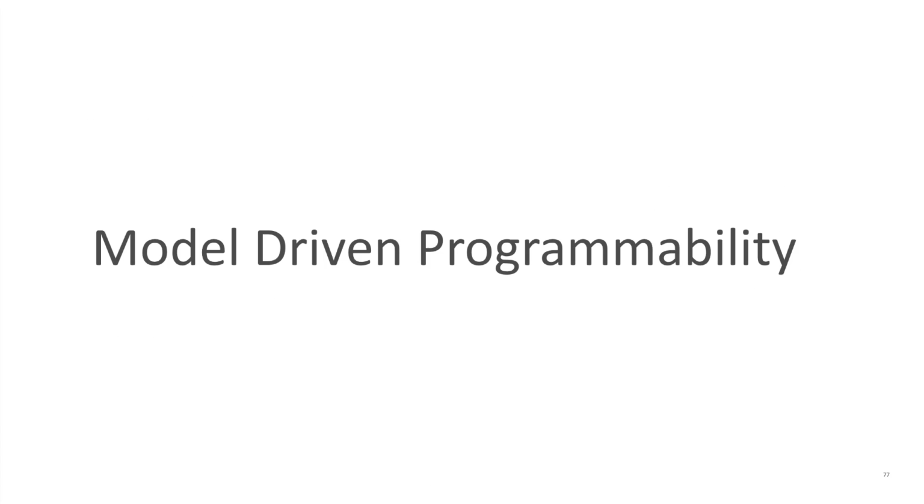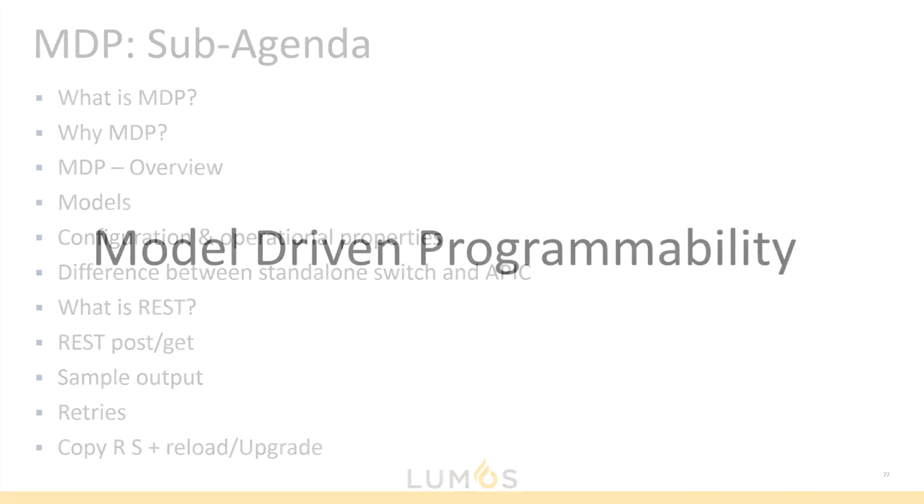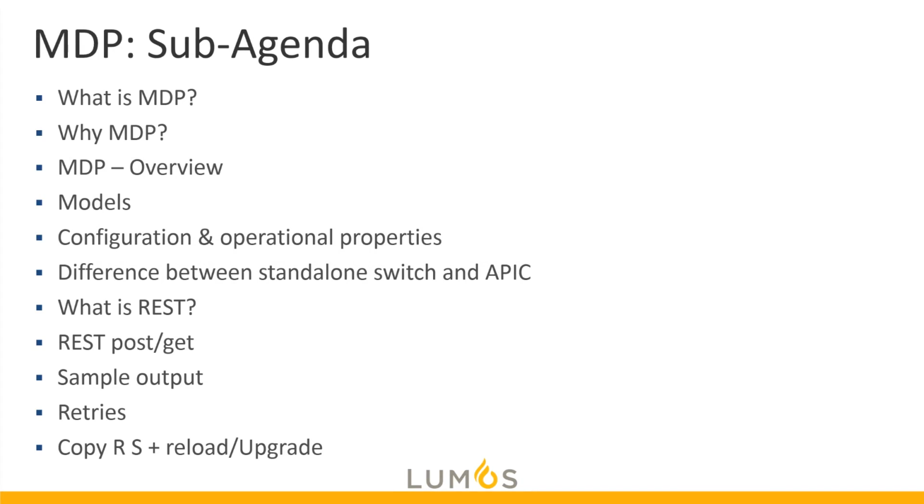So now let's take a look at quite a large section called model-driven programmability. Model-driven programmability, or MDP, is such a large section that it really has its own sub-agenda. First of all, what is MDP? Why MDP? An overview, various models, configuration and operational properties. What's the difference between a standalone switch and ACI or Fabric mode? We've already talked about what is representational state transfer, so we won't talk about REST too much. REST post, get, and then a little bit of sample output, and we'll talk briefly about retries.